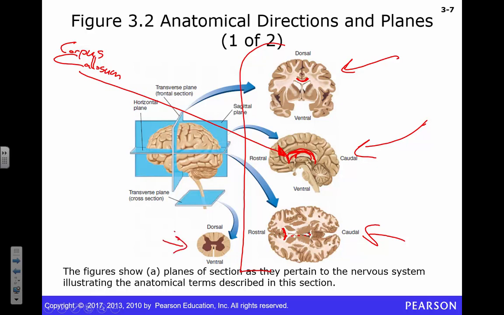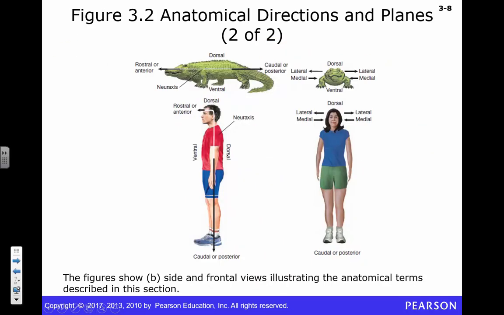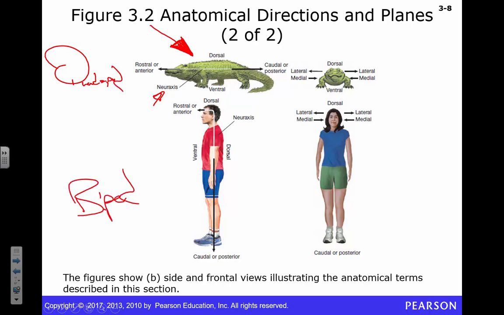By the way, this is your spinal cord down here. Most of you are not alligators. I know a couple of you are, but that's okay, we'll fix that. Why is it important to realize you're not an alligator? We want to think about this thing called the neuraxis. This guy's a quadruped, and this guy's a biped.